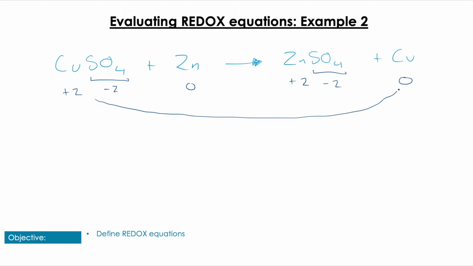So copper goes from +2 to 0. Again, we've got a reduction because we're going down, and zinc is going up. So zinc is being oxidized. So we can say that in this reaction, we can see copper being reduced and zinc being oxidized.